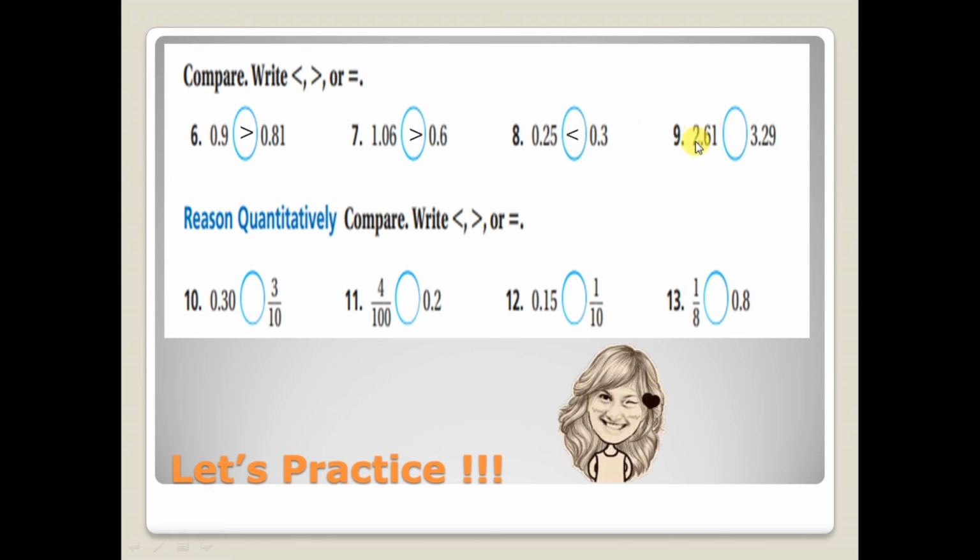Okay, again, we look from the left to the right. So here is 2 and here's the first number is 3. Which one is bigger? 3 is bigger than 2.